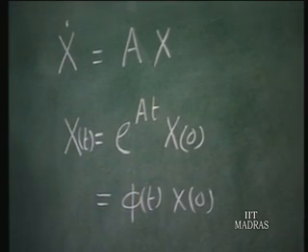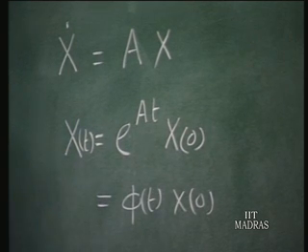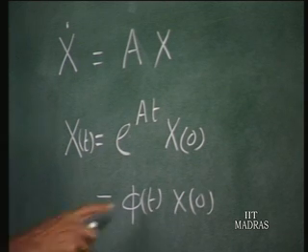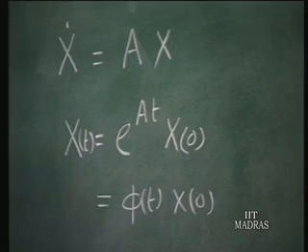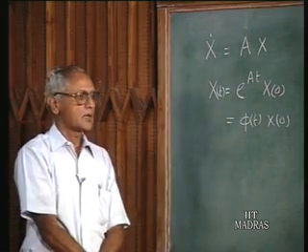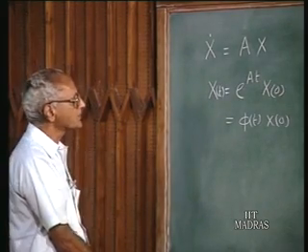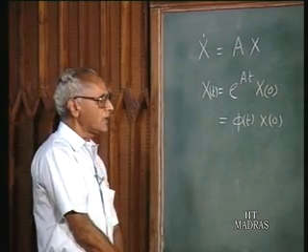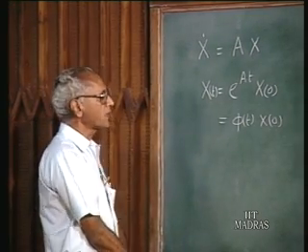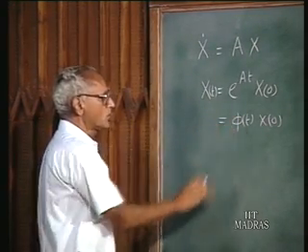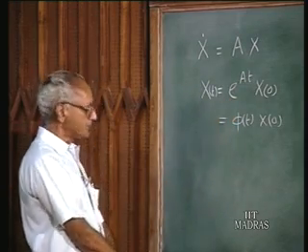x0 is the initial state, xt is the state at any point of time t, and phi t or e to the power of at, they are called the state transition matrices. This is another way of indicating e to the power of at. The state transition matrix or simply the transition matrix. And the first thing we have to do in this lecture is to find out how to evaluate phi of t for a given A.